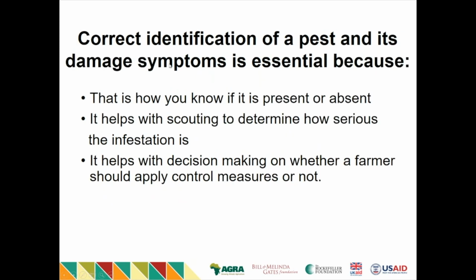So you as a trainer of farmers must be able to convey to farmers the importance of what I'm going to tell you. It is important that farmers are able to correctly identify pests and symptoms, because that is how they will know if the pest is present in the fields. It helps with scouting to determine how serious the infestation is, and then this information is used in decision making. Ultimately, the farmer must decide, does he want to spray or does she not want to apply a pesticide? And that's why today's lecture on biology and identification is important.